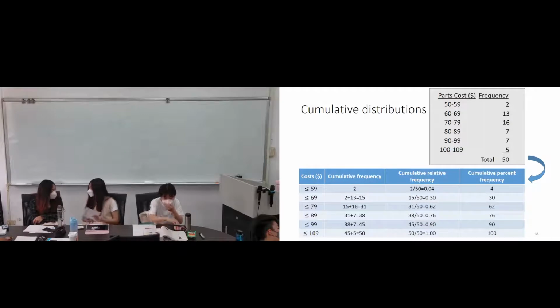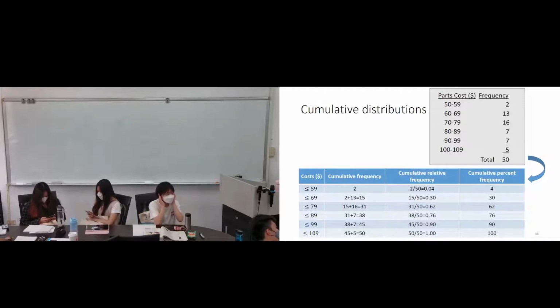And in the fifth class, the upper limit is $99. All the values under $99. So 2 is included, 13 is included, 16, 7, and 7. So we add them up, which is 45. Then we divide it by 50. 0.9, 90%.